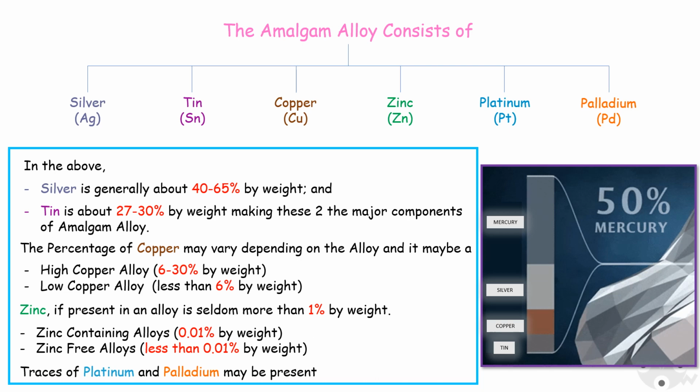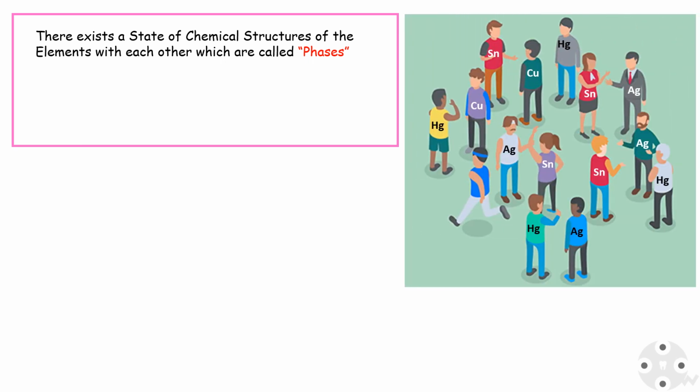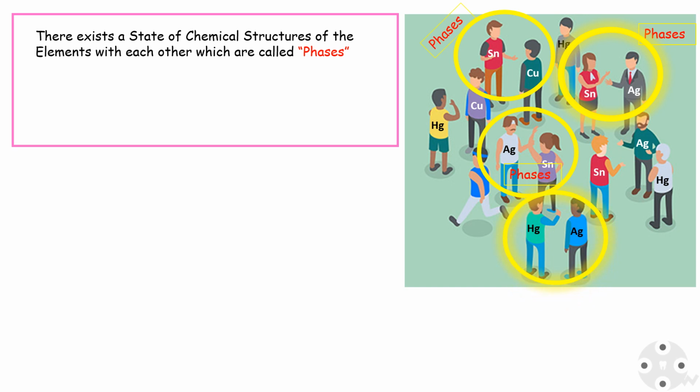Another very important concept to understand here is that of phases. Various components in amalgam can be compared to a group of people. Now, in a group of people, there is always some sort of interaction between at least two people to form acquaintance. This acquaintance can be compared to the formation of phases. These phases could either be within the amalgam alloy or formed between the components of amalgam alloy and the mercury.